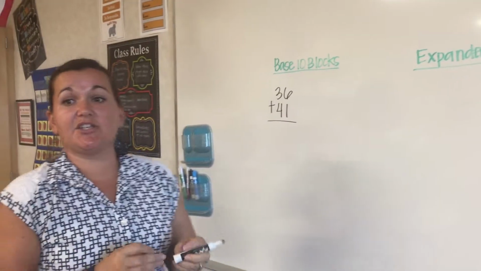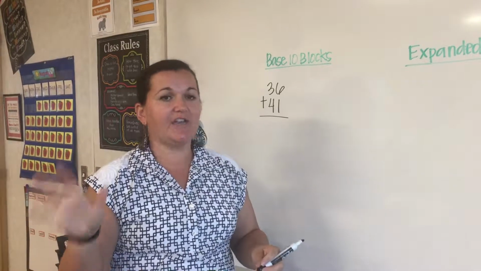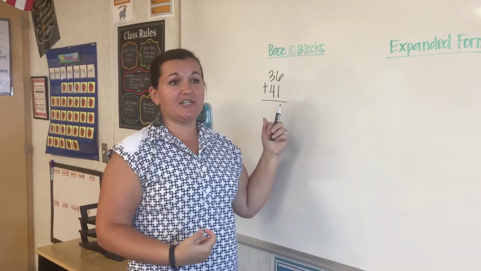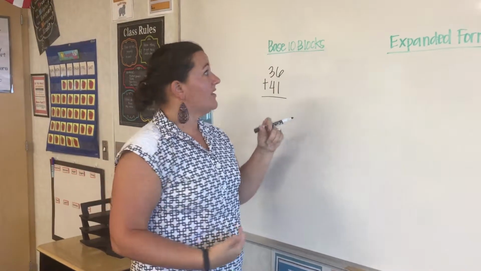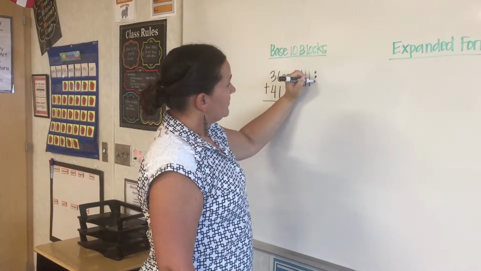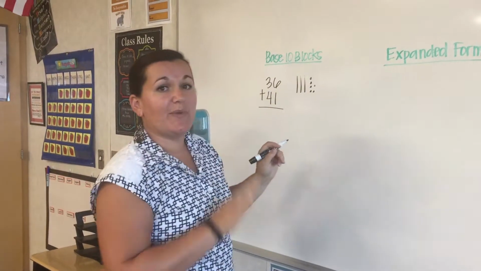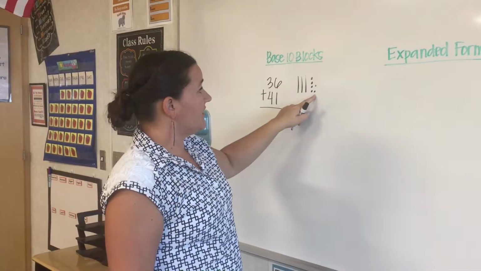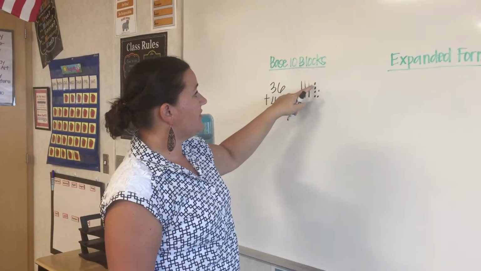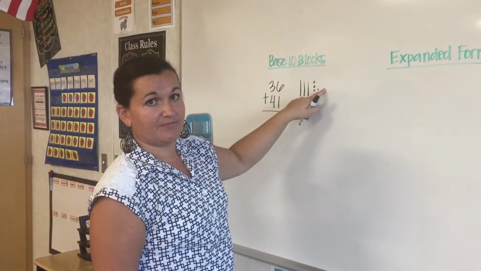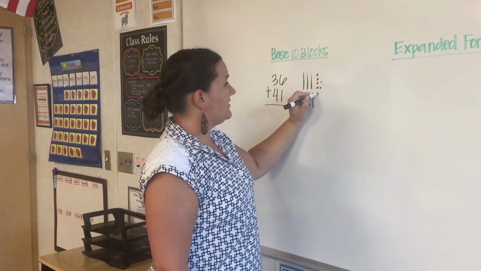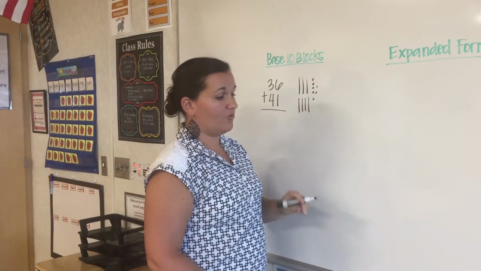When I use base 10 blocks, you are totally good if you want to pull out a bag of base 10 blocks from your teacher's classroom. Okay, but I'm just going to show you a picture representation of it today. So if I have 36, that means I have 3 10s and 6 1s. Now if you remember back to our place value video, these represent 1s, these represent 10s. So I have 10, 20, 30, 31, 32, 33, 34, 35, 36. Okay? Now I got to do the same thing for 41. Well, 41 I know is 4 10s and 1 1. Great.